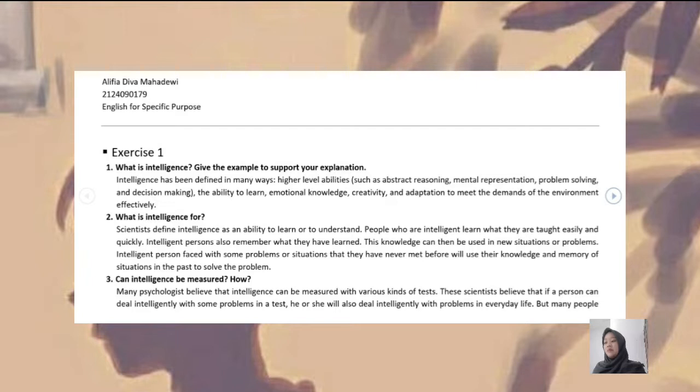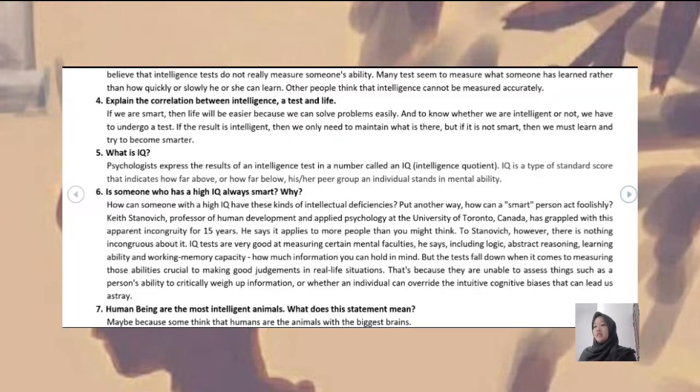3. Can intelligence be measured? How? Many psychologists believe that intelligence can be measured with various kinds of tests. The scientists believe that if a person can deal intelligently with some problems in the test, he or she will also deal intelligently with problems in everyday life. But many people believe that intelligence tests do not really measure someone's ability. Many tests seem to measure what someone has learned rather than how quickly or slowly he or she can learn. Other people think that intelligence cannot be measured accurately.